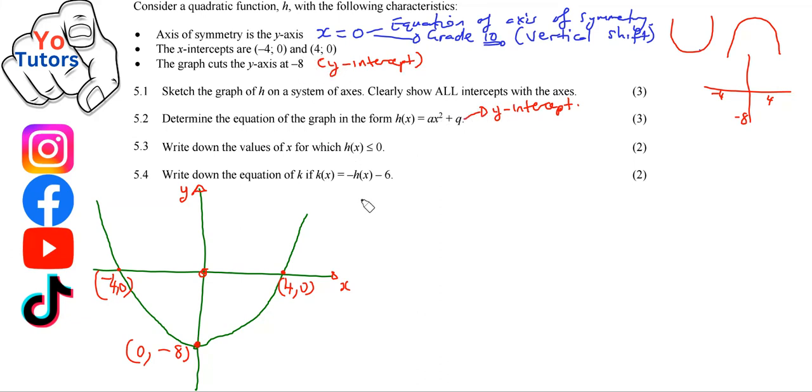So in this case, we can rewrite the equation and say h(x). We are actually one step ahead here. So h(x) is going to be equal to ax² - 8, because that's our q. So now we are looking for a. But how do we get a? We need to substitute a coordinate.